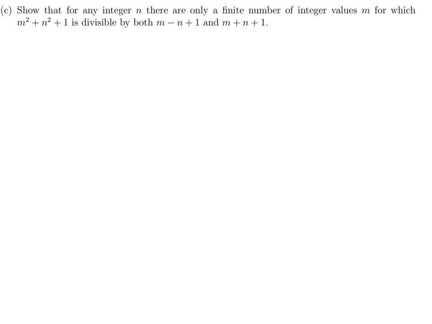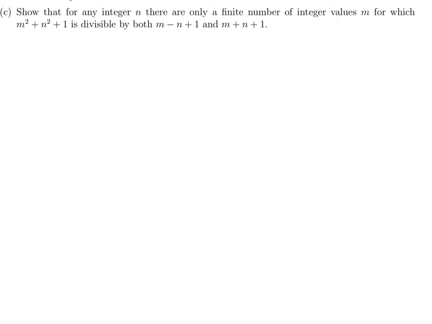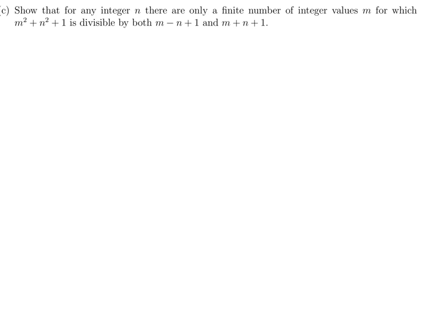Show that for an integer n, there are only a finite number of values m for which m squared plus n squared plus 1 is divisible by both m minus n plus 1 and m plus n plus 1. So as before, m squared plus n squared plus 1 has to be divisible by m minus n plus 1. So that means it has to equal some integer.